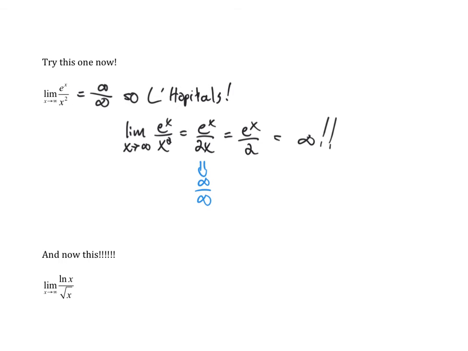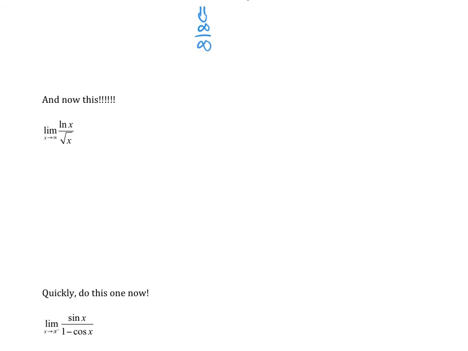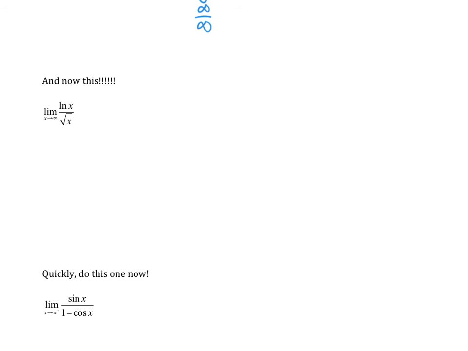All right, so let's take a look at the next one. Hopefully you've tried it. If you have not, I would encourage you to hit pause and try this one on your own. But the limit as x approaches infinity of ln of x over root x. Okay, I'm just going to rewrite this so it's a little bit easier for me to take the derivative if I need to. Well, actually, before I do that, let me just make sure it's infinity over infinity.